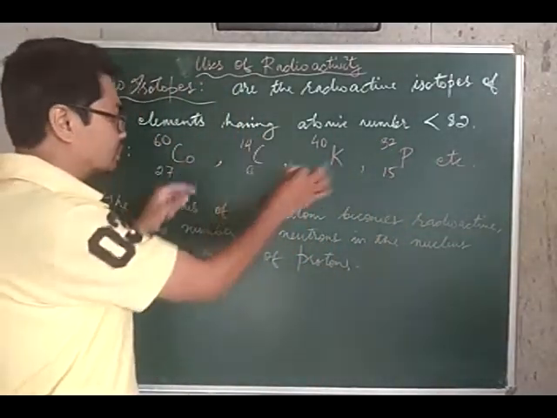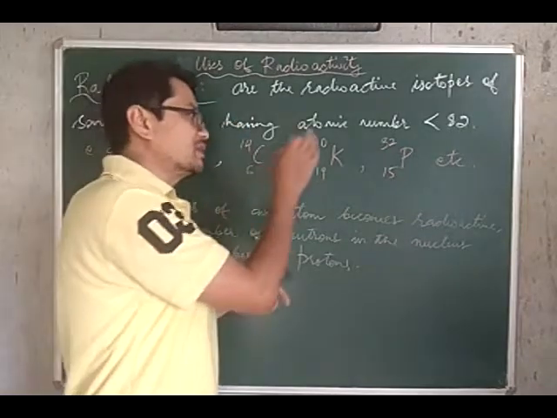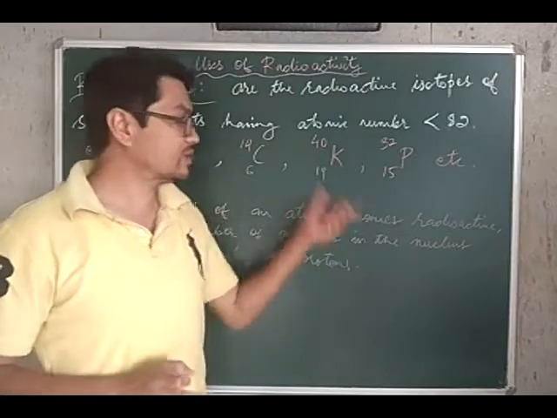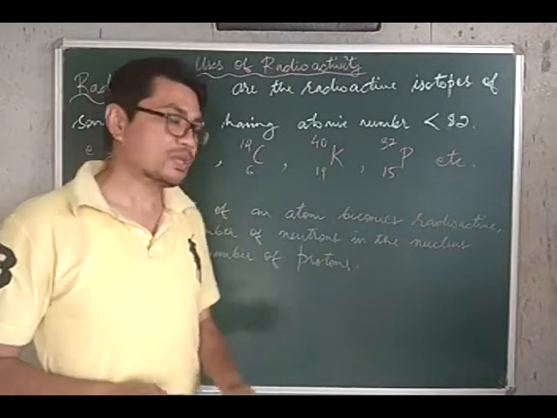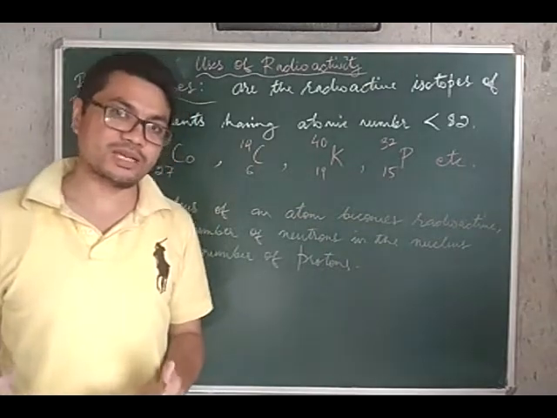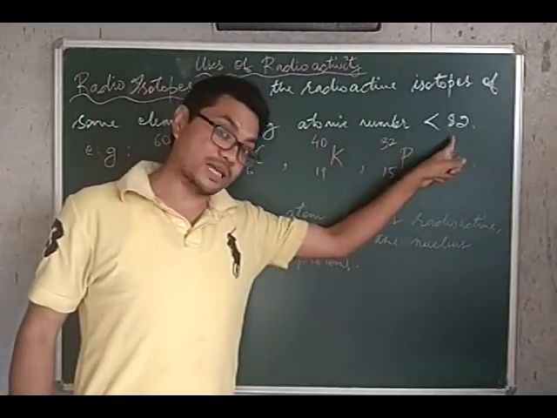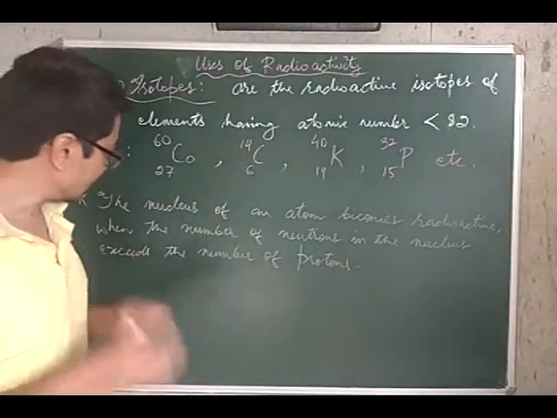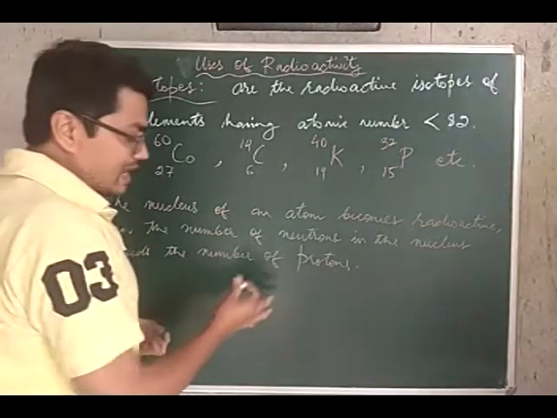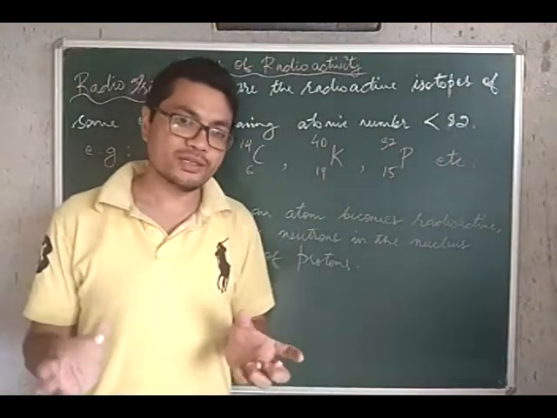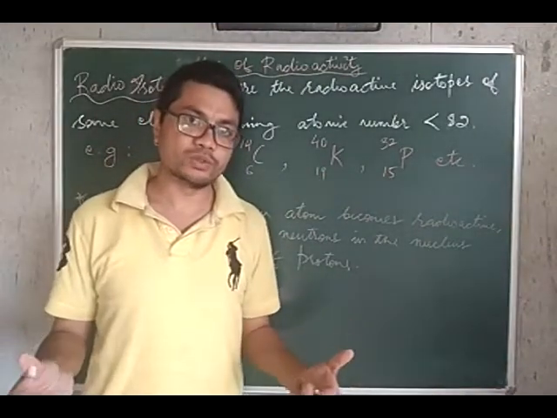These are isotopes of cobalt, carbon, potassium and phosphorus respectively. These are the radioactive isotopes, remember. And these radioactive isotopes of certain elements having atomic number lesser than 82 of course are what are called radioisotopes. Now radioactivity is shown by nuclei which are unstable, like I told you.